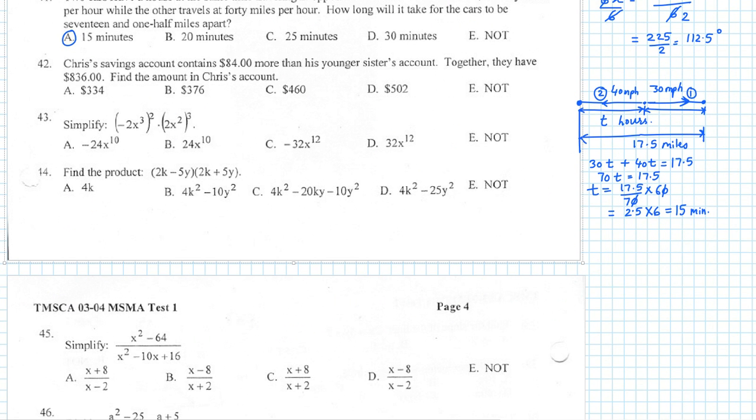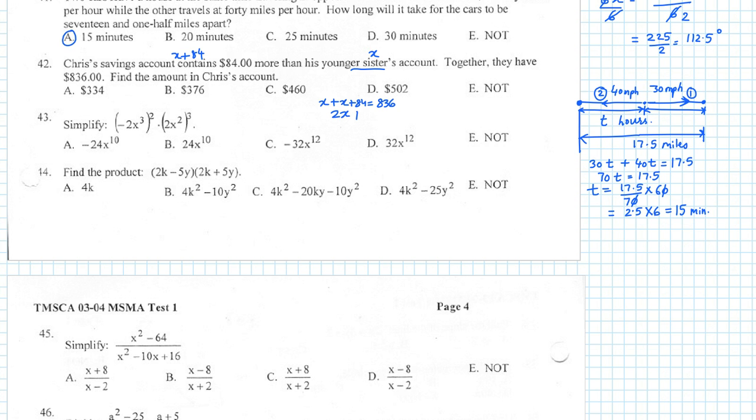Question 42. Chris's savings account contains $84 more than his younger sister's account. Together they have $836. Find the amount in Chris's account. So let's say Chris's sister's account has x dollars. So Chris will have x plus $84. So when we add both these accounts, the total is 836. So that means x plus x plus 84 is equal to 836.